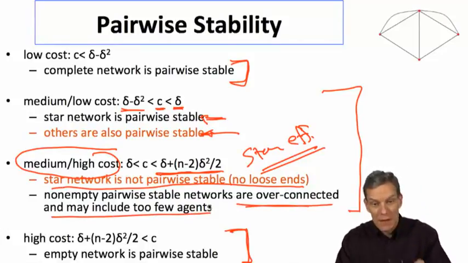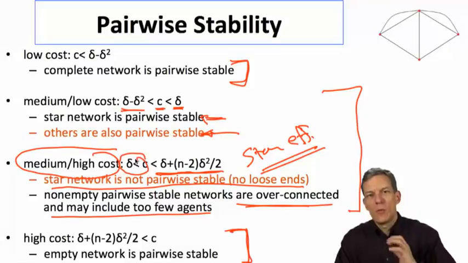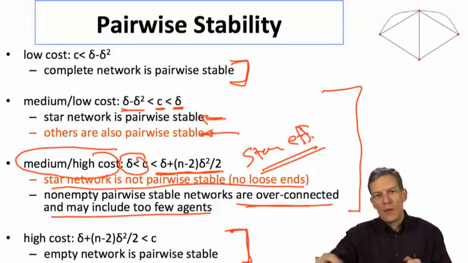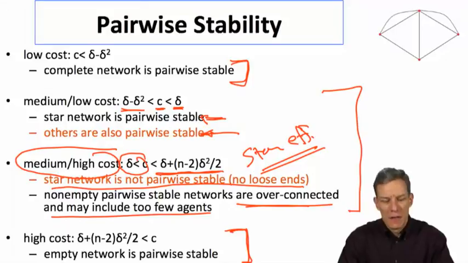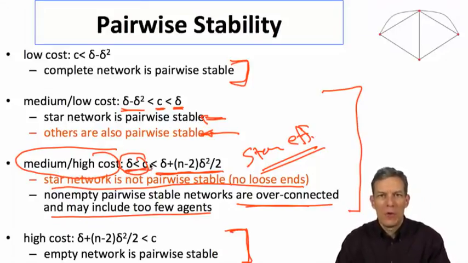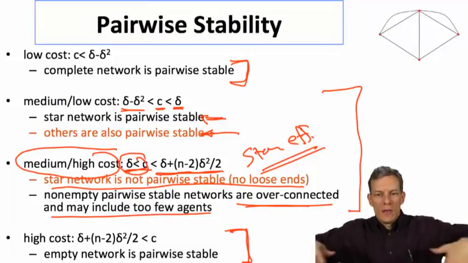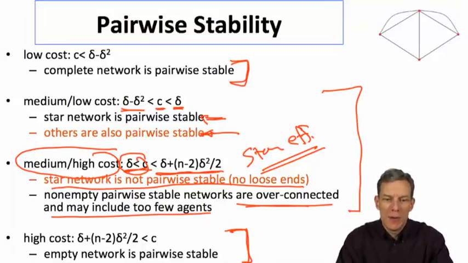Okay, so what does all that mean? Basically what that means is now C is bigger than delta, so the only reason you want to have a relationship is if it's bringing also some indirect benefits with it. So having a relationship with somebody that only brings that one person is not going to be worth it because C is bigger than delta. Okay? So the only reason you're going to form relationships is if you're also getting indirect benefits in this region. And in that case, a star is still efficient, but a star is not going to be pairwise stable.